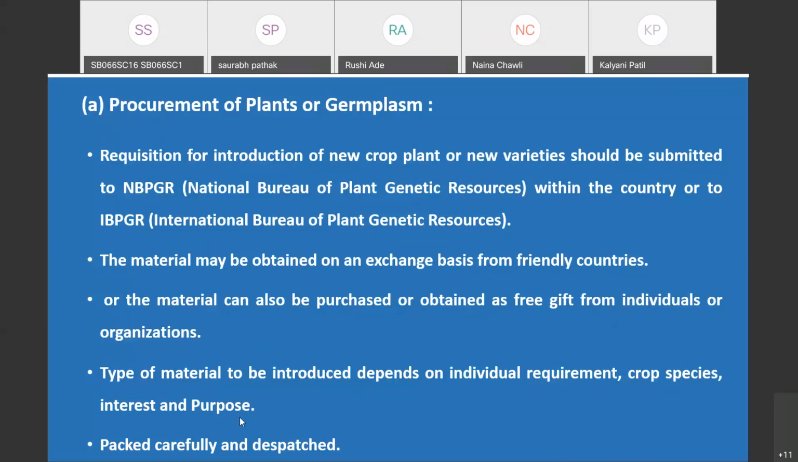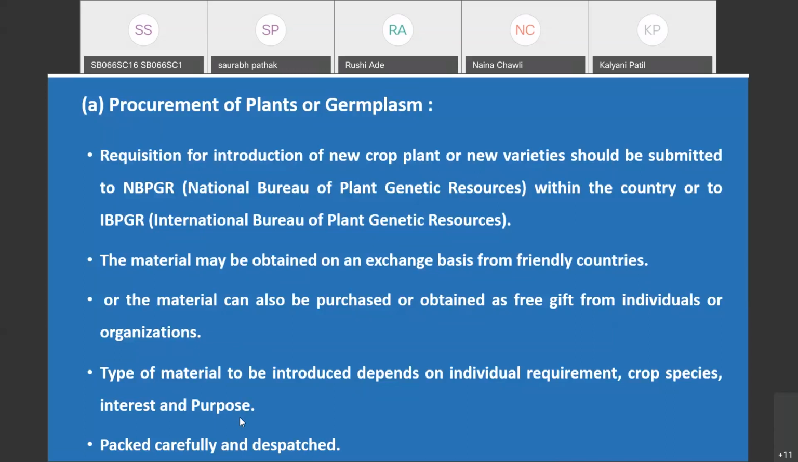Okay, therefore it is easiest to transport or introduce the seeds from other countries. That is all about the type of material to be introduced. The type of material to be introduced depends upon the individual requirement, for what purpose you require that plant. If you require it to preserve that plant in the herbarium or museum, then the whole plant along with the whole plant parts must be introduced.